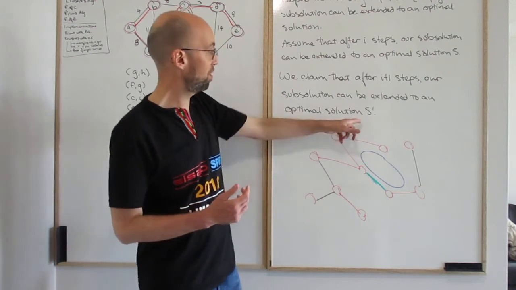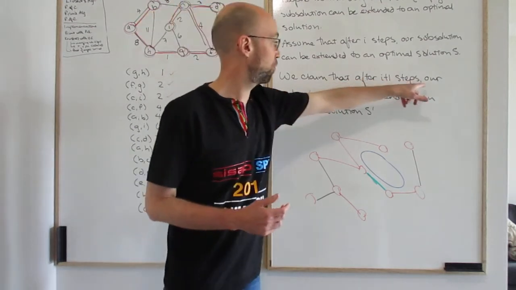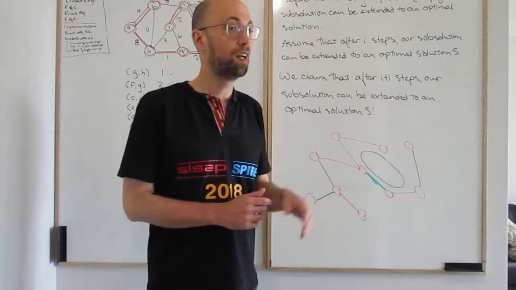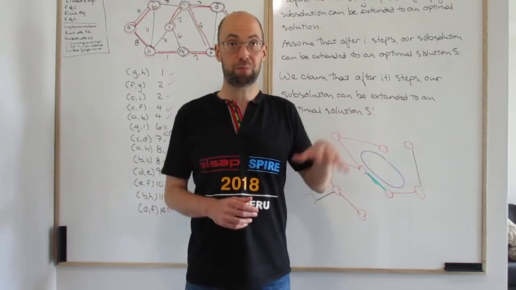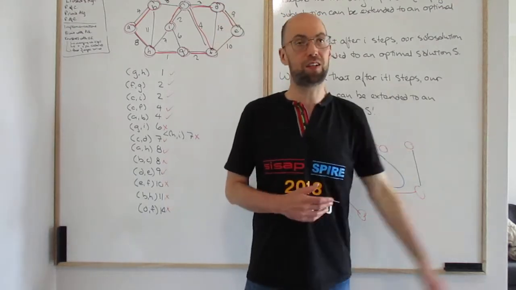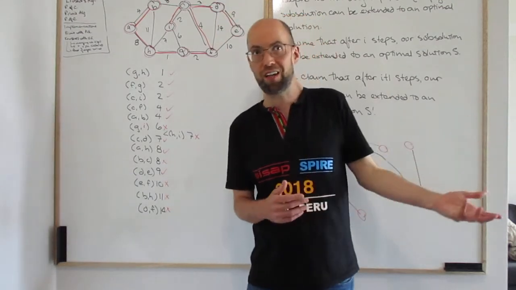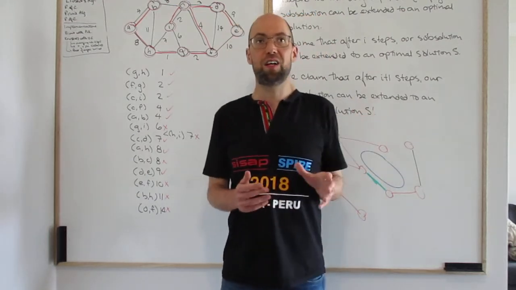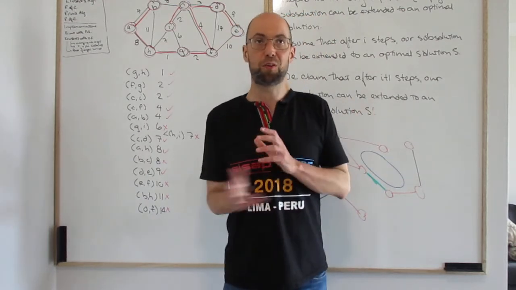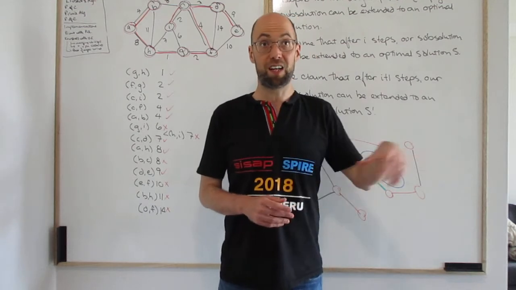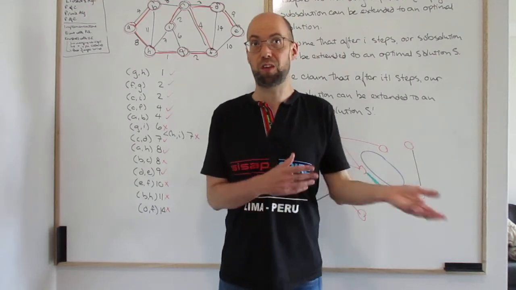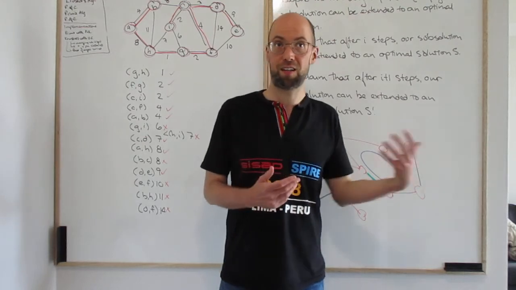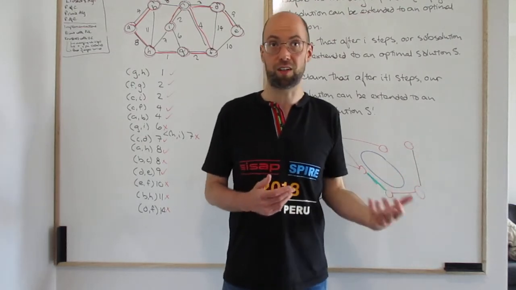Yes, S prime. This is our S prime. We claim that after the i plus first step, our subsolution can be extended to an optimal solution S prime. So if S agrees with us on the i plus first step, great, it can be extended to an optimal solution, which is S prime, which is S. S cannot throw something away on the i plus first step and S takes it, because we only throw things away if they create a cycle with the stuff we already have. S has everything we already have, so we would create a cycle in S.